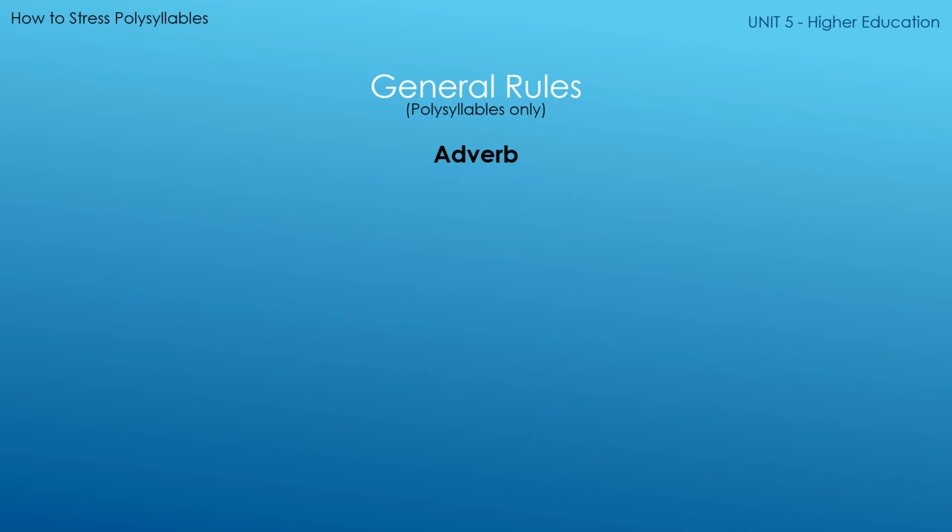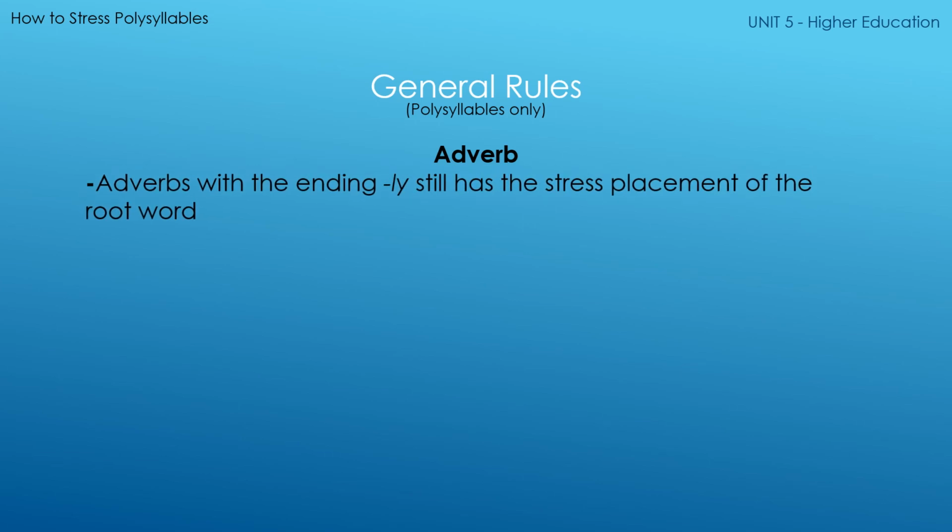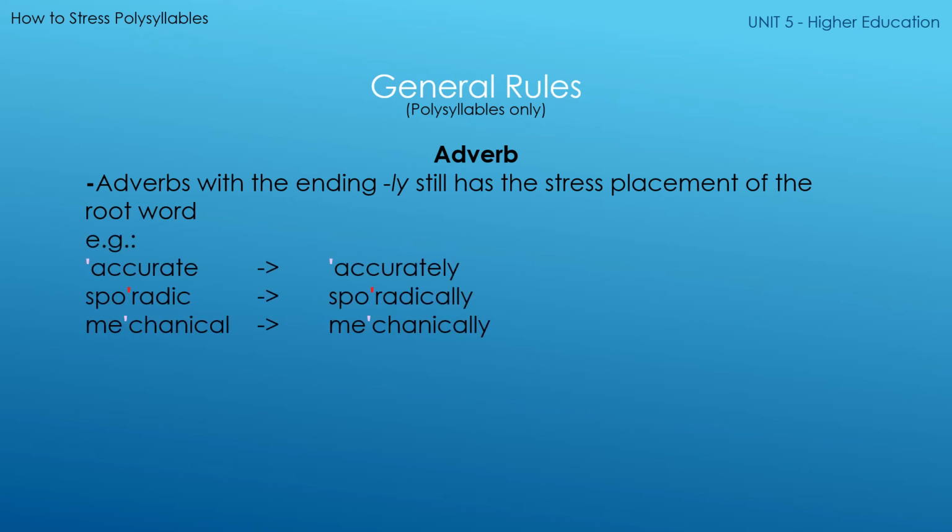Speaking of adverbs, we have only one rule, which is a bit different from those of nouns, verbs, or adjectives. Technically, strong or weak syllables have nothing to do with adverb stress placement. As far as we can tell from the examples, there is no change in the stress placement of an adverb with the ending "ly" compared to its root word. For instance, accurate, accurately, sporadic, sporadically, mechanical, mechanically.